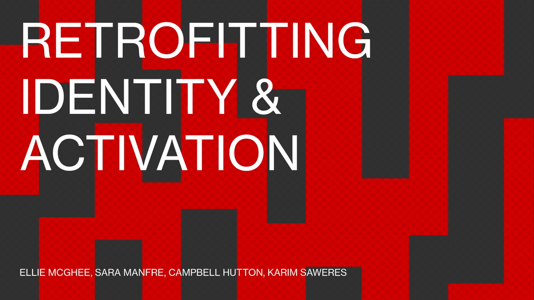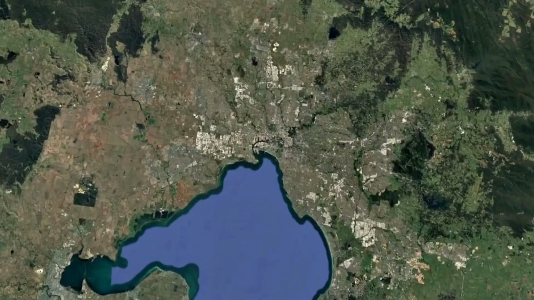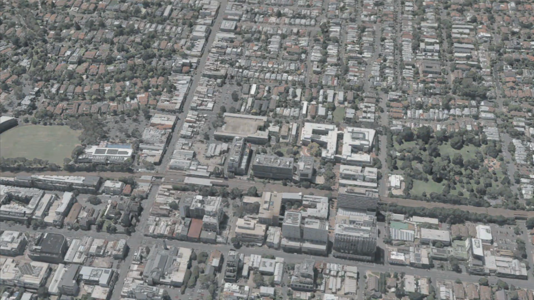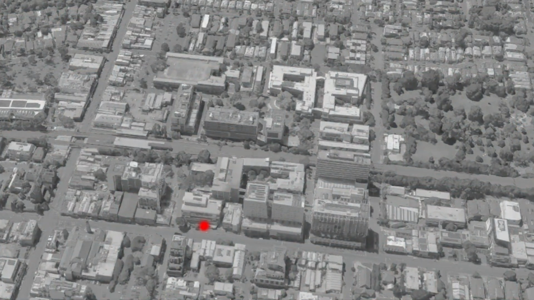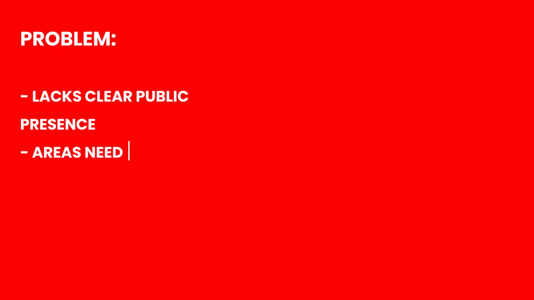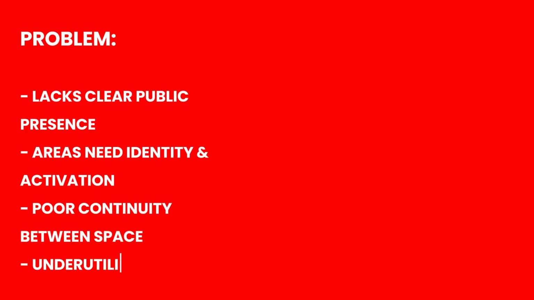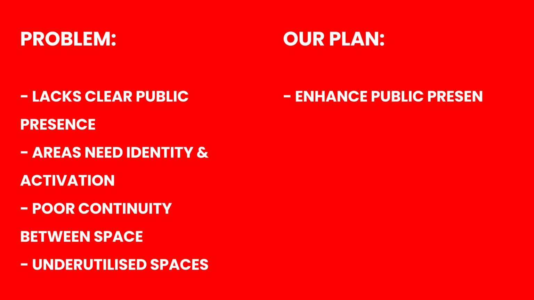For this project, we are focusing on retrofitting Swinburne's campus in Hawthorn. Across the site, there are scattered spaces that don't quite live up to their potential, areas that feel disconnected, inactive, and overlooked. Through our analysis, we identified 4 key issues. The campus lacks a clear public presence, many areas need stronger identity and activation, there's poor continuity between spaces, and several zones remain underutilised.